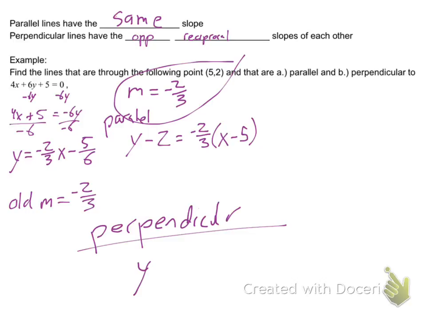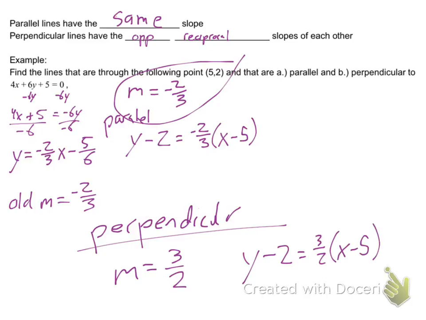So it'll be y, oh wait, m is what? 3 over 2. I'm going to take the reciprocal and change it to a positive. So therefore, y minus 2 is 3 halves x minus 5. You guys can finish it out. I'm just going to leave it here for now because this saves time.